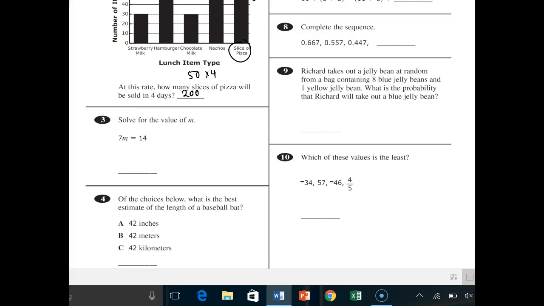For number three, super simple. It's a one-step equation. Just divide both sides by 7. You get m is equal to 2.